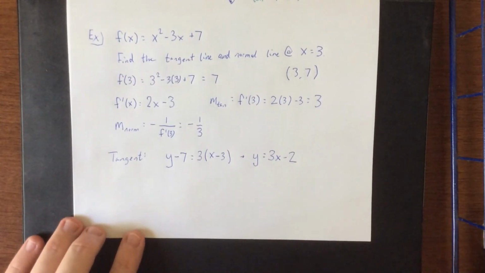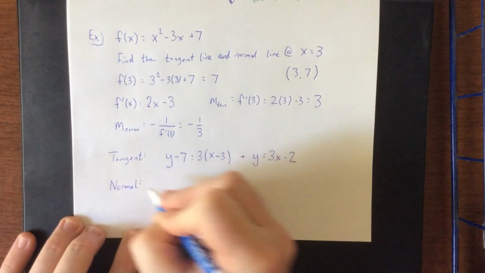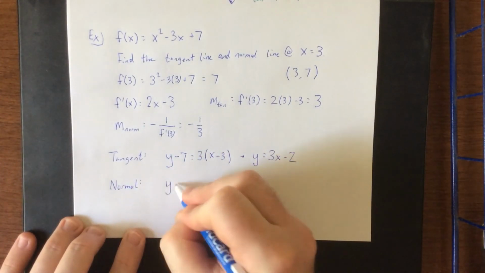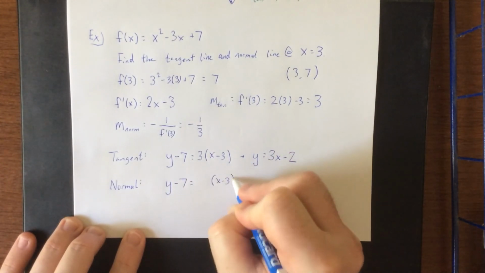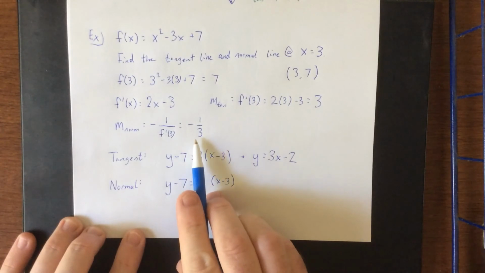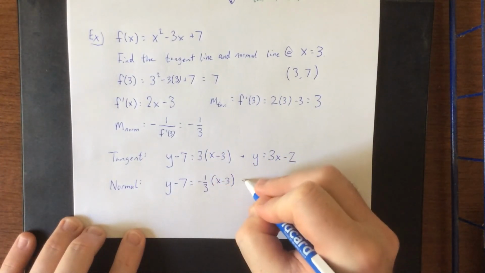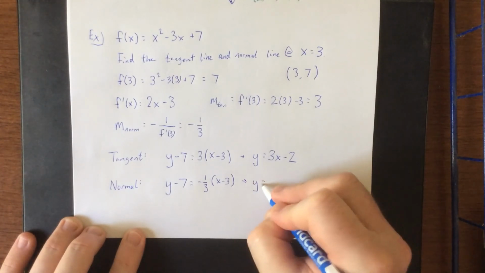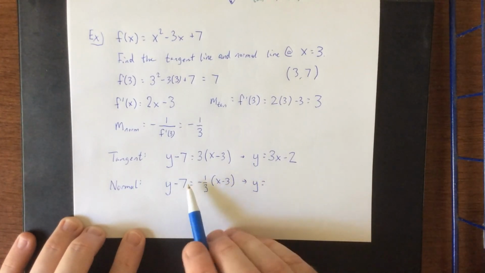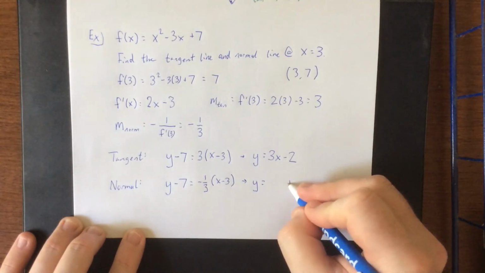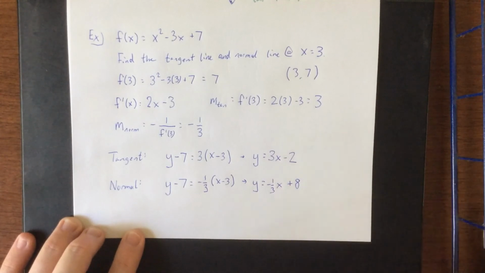For the normal line, we would do the same thing, same y coordinate, same x-coordinate, but we would have a different slope this time. And the slope that we're using for the normal line is this negative 1/3. Now, again, if you wanted to get fancy and put it into slope-intercept form, you could distribute the negative 1/3. This would become a plus 1. Adding 7 to both sides would give you a plus 8 over here. And the slope of the line is still negative 1/3.